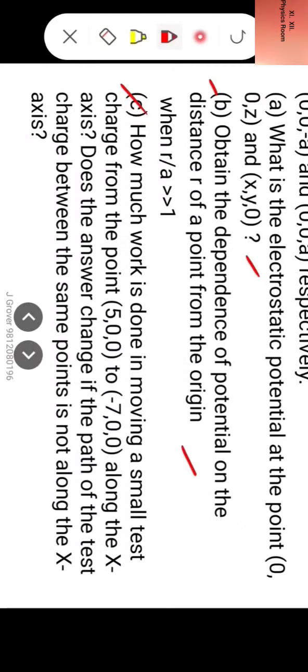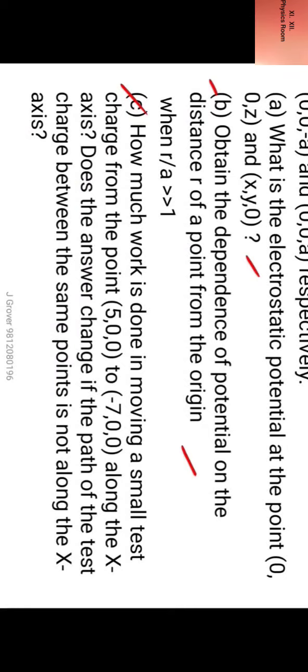C. How much work is done in moving a small test charge from the point 5, 0, 0 to point -7, 0, 0 along the x-axis? Does the answer change if the path of the test charge between the same points is not along the x-axis? So this is all about electric potential due to an electric dipole at any point P with position vector r inclined at an angle theta with the dipole axis. Solve these questions on the basis of the text that you have learnt.